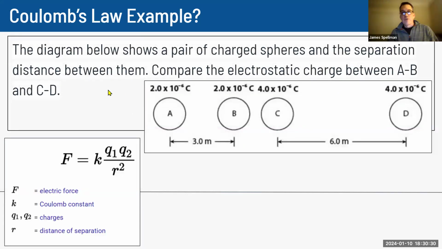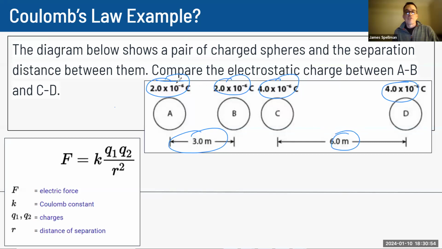The diagram below shows a pair of charged spheres and the separation distance between them. Compare the charge between A and B and between C and D. All right, so what we're doing again on this one is we're making a comparison. We could do the math because we have a charge, we have a charge, we have a distance, we have a charge, we have a charge, and we have a distance. But in this one, all this is asking us to do, and I took this from a multiple choice problem that might be in your Edge Elastic, where you've got multiple choice possibilities to say which one is several times bigger than the other one, or which one is several times less than the other.